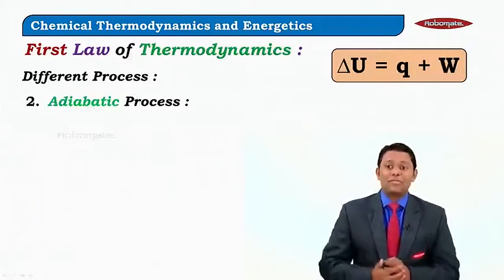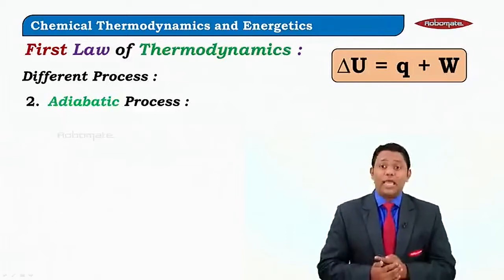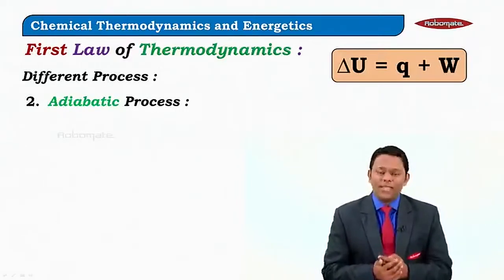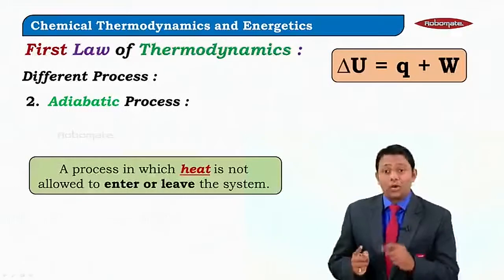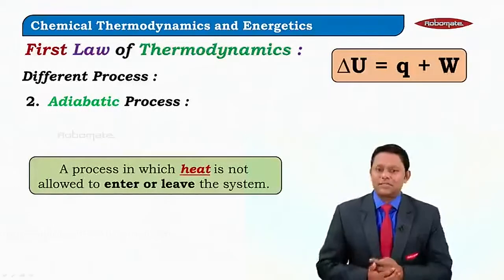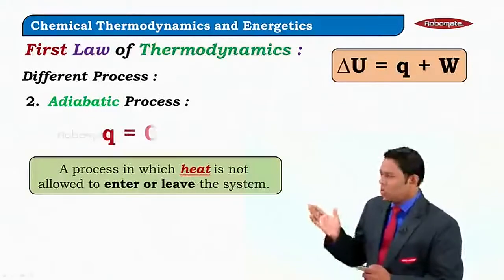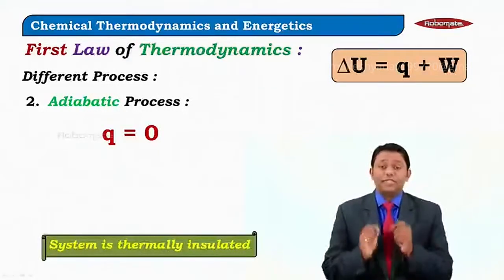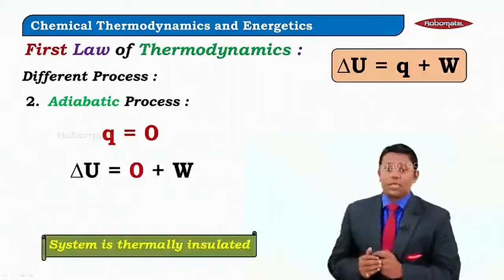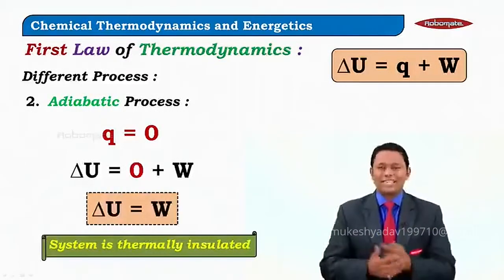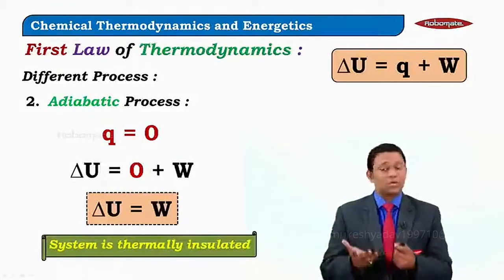Let's take the second process, that's adiabatic process. Adiabatic process is a process in which the heat exchange is not there. That means heat is not allowed to enter or leave the system, which basically means Q is equal to 0. If we substitute that value in the above equation, we get delta U is equal to 0 plus W, which is nothing but delta U is equal to W.